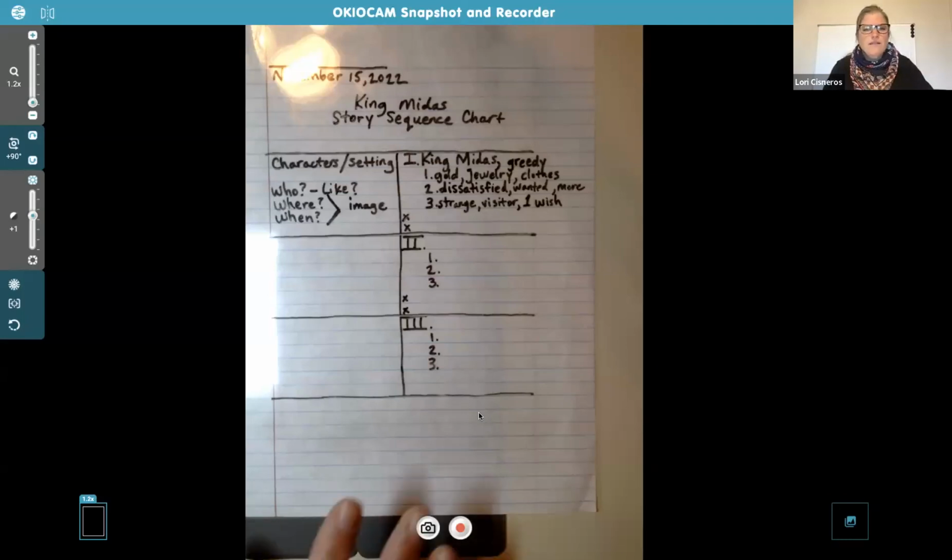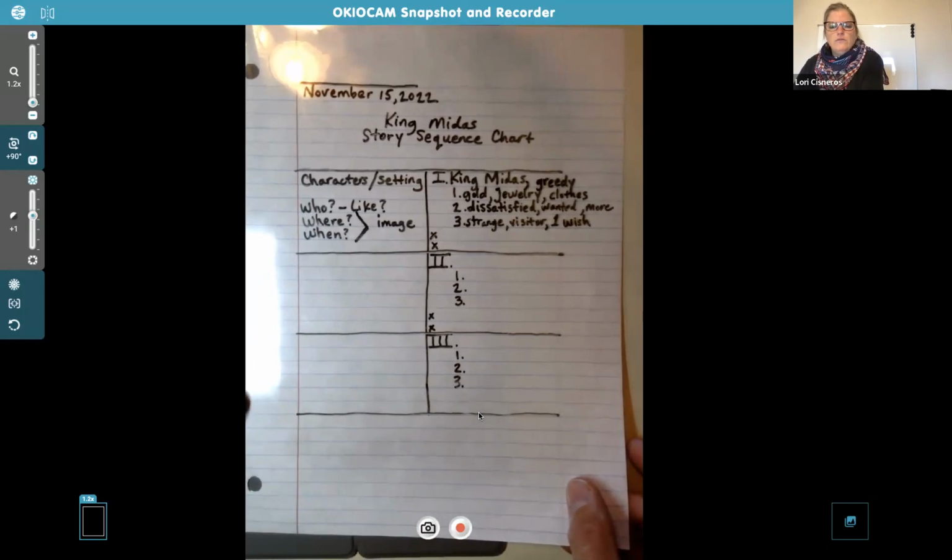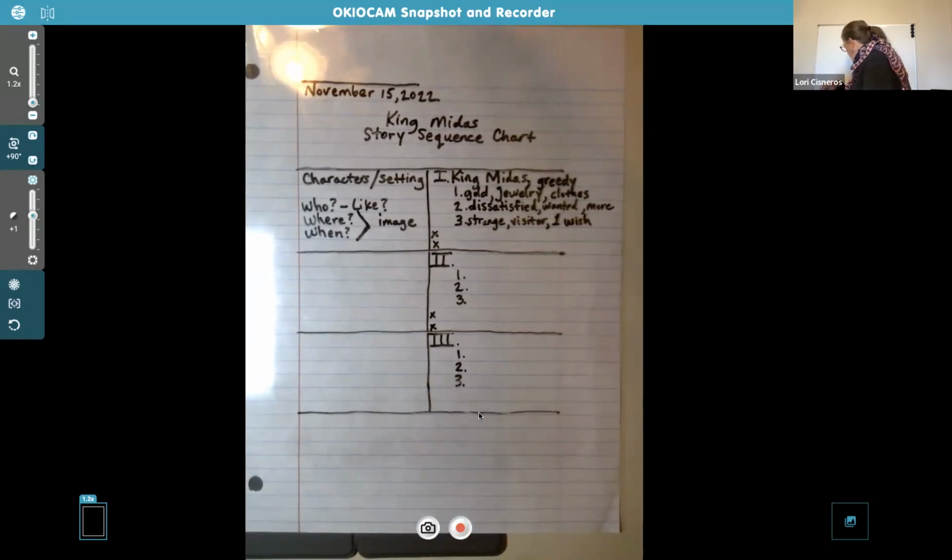It looks like this. I'll share my screen here, because we're going to work on the rest of that chart together. Let me share my screen. Oh, my doggies are probably barking at a squirrel or something. Okay, remember the story sequence chart? Go ahead and get that out. And yours should look like mine. The first part is already filled out. We did that last time before Thanksgiving break. So this time we're going to keep going.